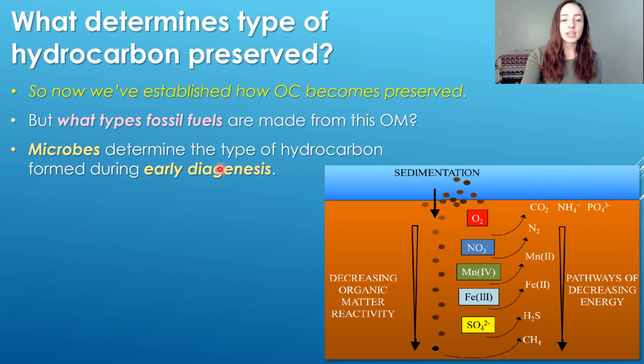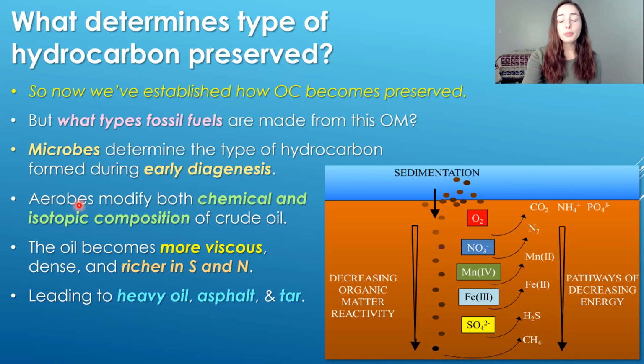But during the early diagenesis or early burial history of those hydrocarbons, microbes that are in that environment play a huge role in determining the type of hydrocarbon ultimately preserved. Aerobic respiring organisms modify both the chemical and the isotopic composition of crude oil. Ultimately, the oil becomes more viscous, more dense, and richer in sulfur and nitrogen with increased aerobic microbial modification. And this ultimately leads to the formation of heavy oils, asphalt, and tar.